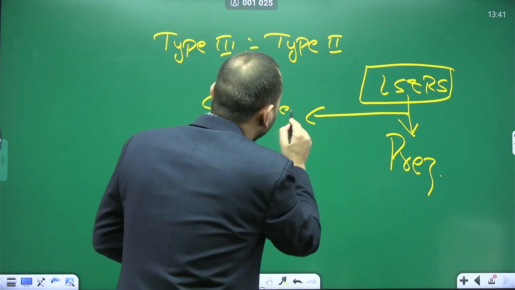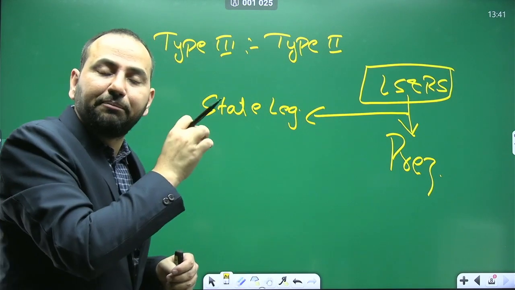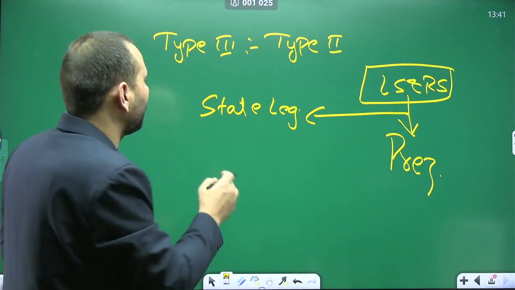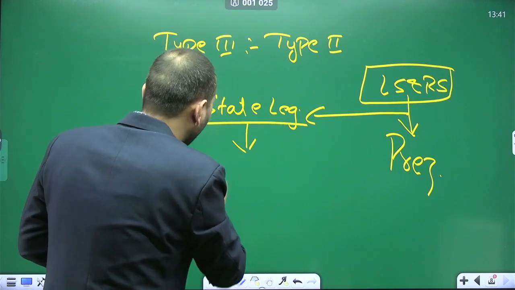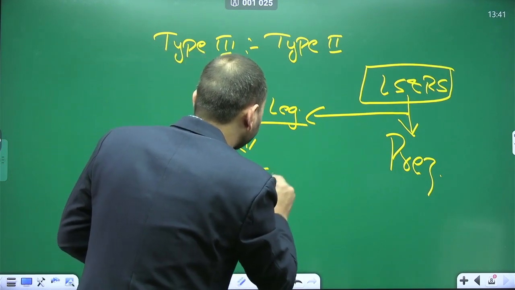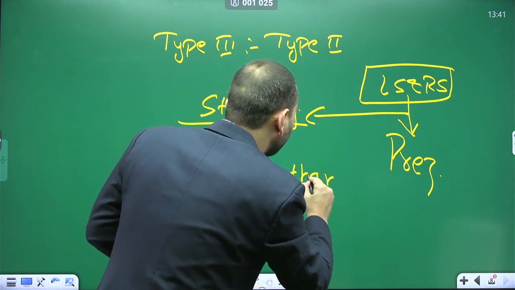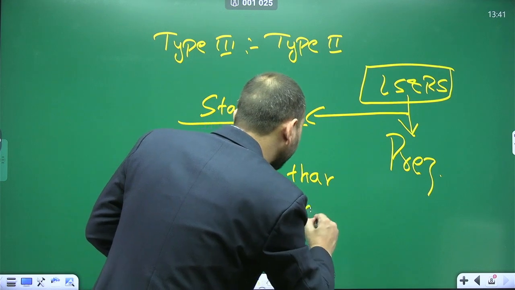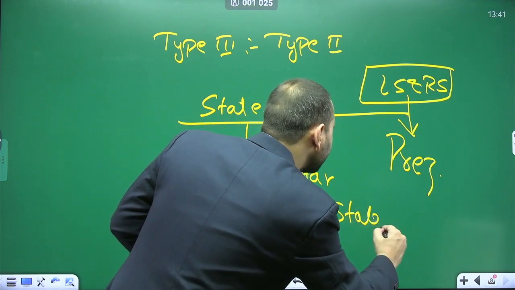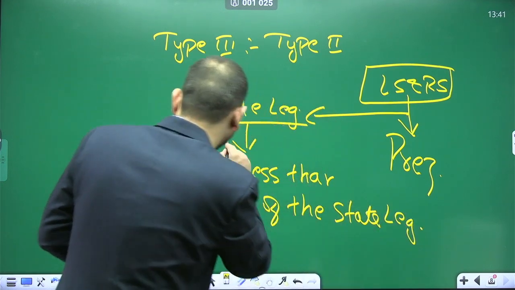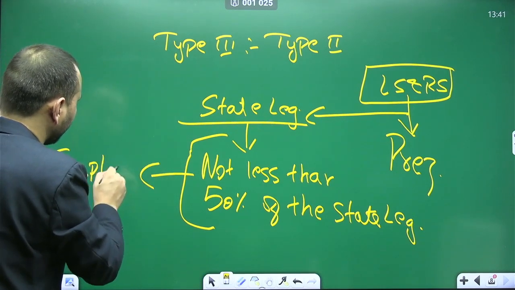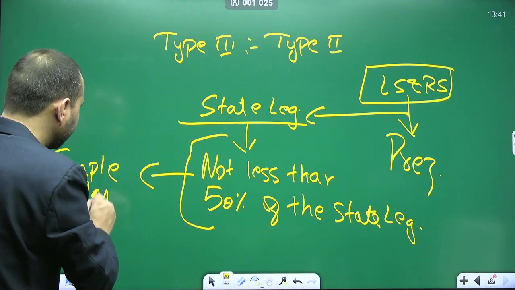And when you see the concept of state legislature, then the bill needs to be ratified by not less than 50% of the state legislature also. How many? Not less than 50% of the state legislature should ratify it. The state legislature needs to ratify it by simple majority, the concept of simple majority which we saw earlier. So they will ratify it by simple majority only.